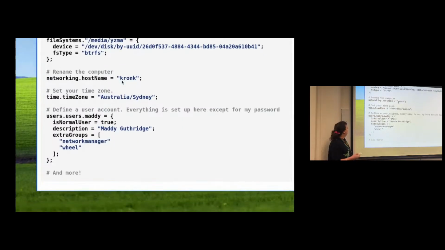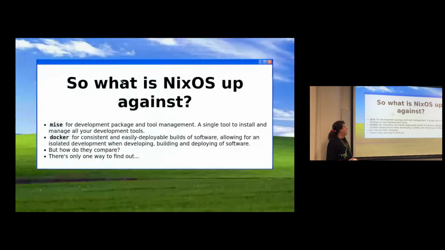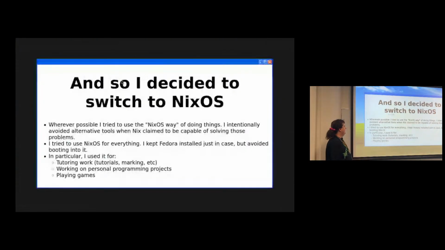Pretty nice, right? So what is NixOS up against? So the two tools that I'm going to compare it to today are Mise, which is a development package and tool management system. It's basically a single tool that installs and manages all of your development tools. It's pretty cool. We'll talk about it later. Then there's also Docker, which is a way to create consistent and easily deployable builds of software so that you get an isolated development environment or a production environment or a building environment. But how do they compare? There is only one way to find out, and so I switched to NixOS.